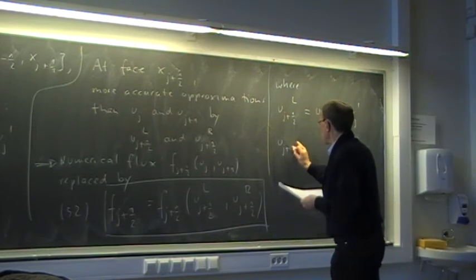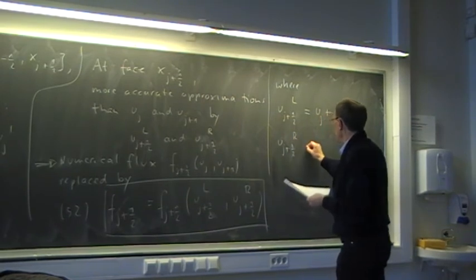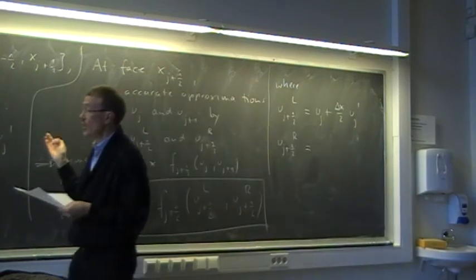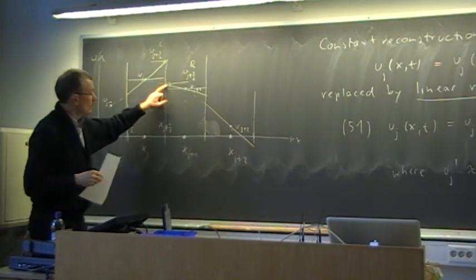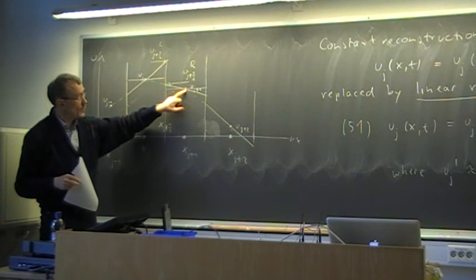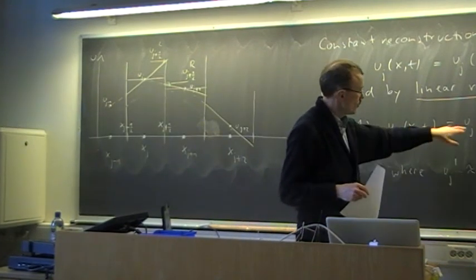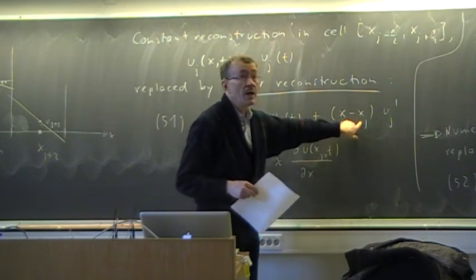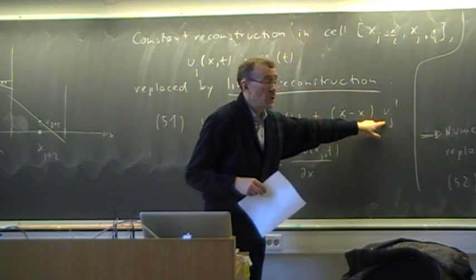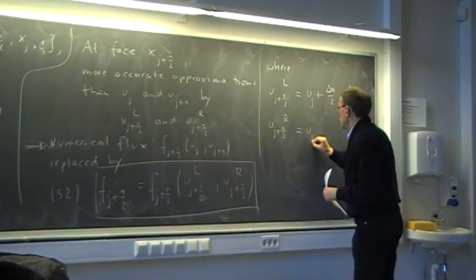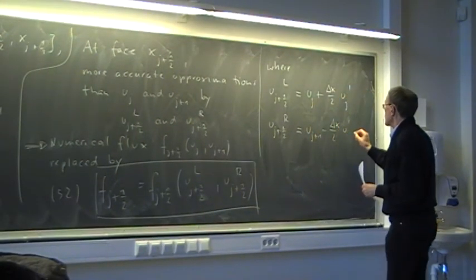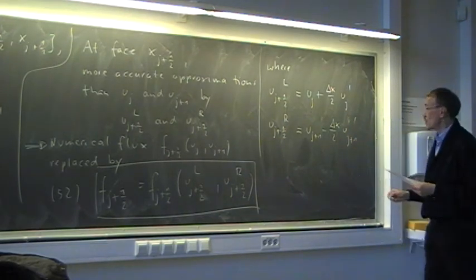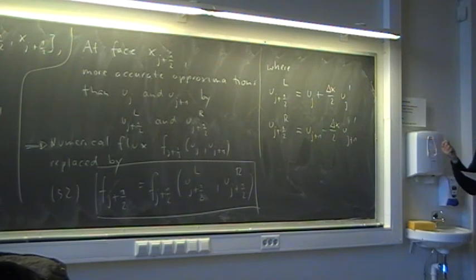And the uj plus 1/2 right, there we have to go from the right cell, which is the cell j plus 1. To get here, we have to start here. So we take uj plus 1 here. This will be xj plus 1/2. This will be xj plus 1. So this becomes a minus delta x/2. So we then have uj plus 1 minus delta x/2 times the slope in the cell j plus 1. So now the question is, when we have this, how can we get these slopes? That is now the point, how to get the slopes.